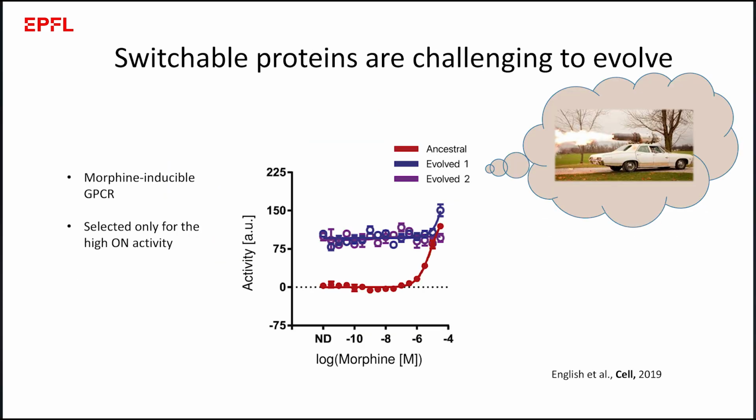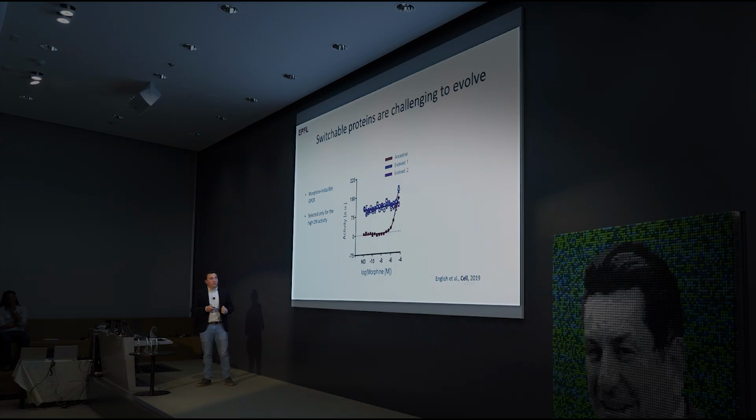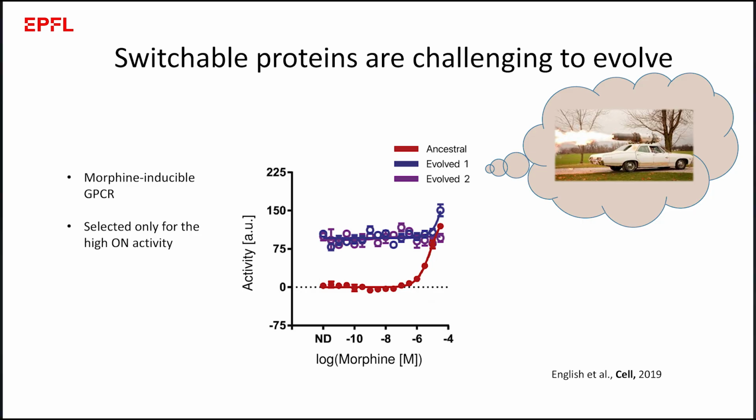So to illustrate what can happen, I'm here showing research from a recently published paper where researchers wanted to evolve a morphine-inducible G protein coupled receptor. And their strategy was to select for high activity of the protein while gradually decreasing the concentration of the morphine in the medium. And what they ended up with were these two variants in blue and in purple, which are indeed more active than the ancestral red, but have practically lost their ability to respond to the inducer. So this would be the molecular analog of the rocket car from the beginning of the story.